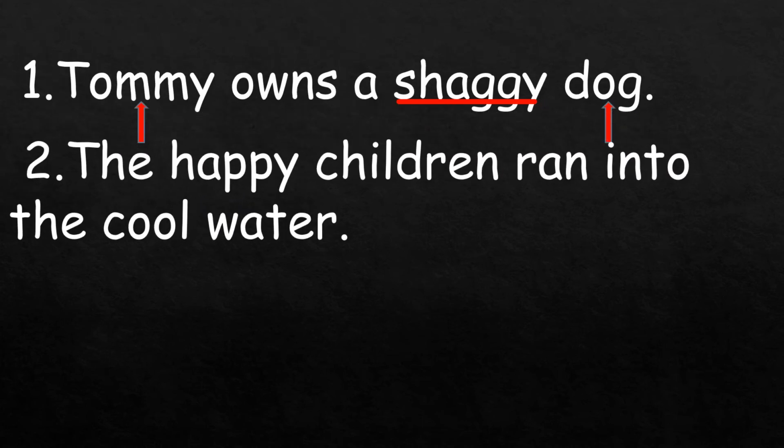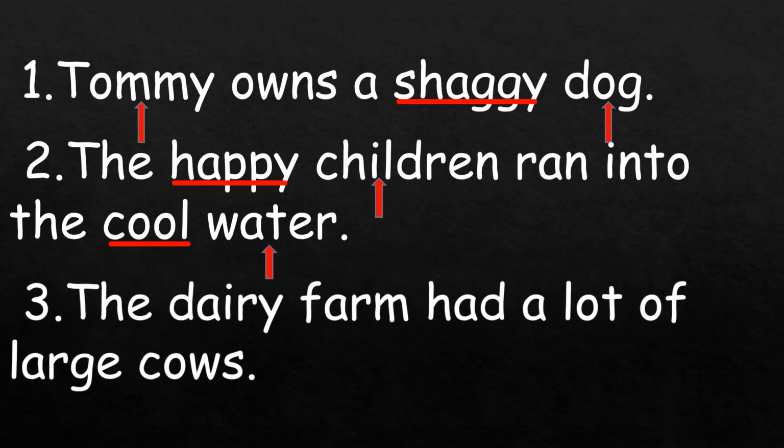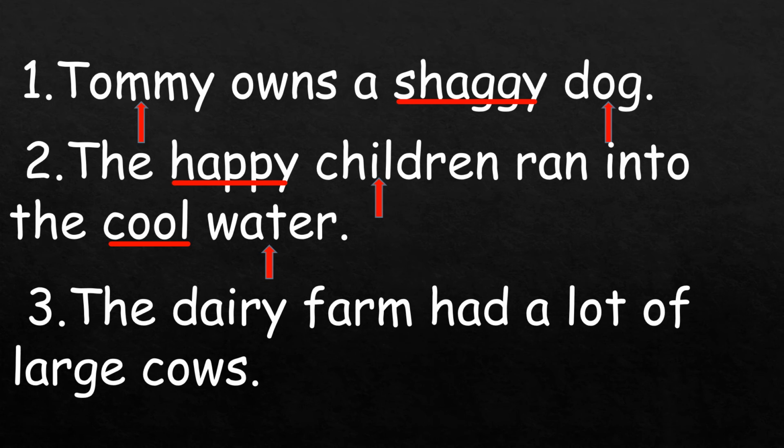The happy children ran into the cool water. What are the nouns? Children and water. Happy children. Happy describes children and cool describes the water. So we have the words happy and cool are the adjectives. The dairy farm had a lot of large cows. What are the nouns? Farm and cows. Which word describes the farm? Dairy, the dairy farm. And the word large describes the cows, right? The dairy farm had a lot of large cows.